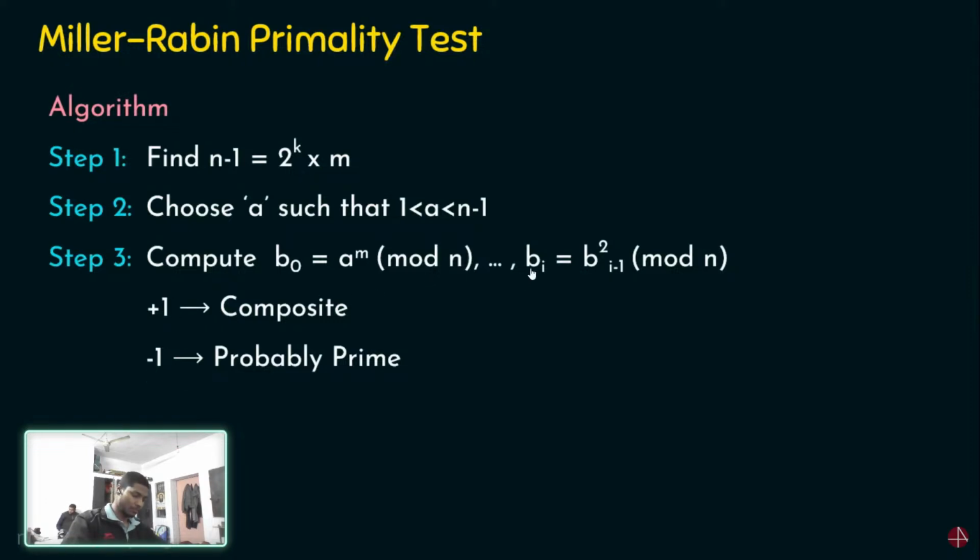In general, I am writing it as bi is equal to b i minus 1 square mod n. So for b1, the previous step is b naught, so it is b naught square. For b2, it is b1 square. For b3, it is b2 square. And you are going to compute this till you get the result either plus 1 or minus 1. Don't worry about this now. When we see an example, you will easily understand. So let's dive into the example now.